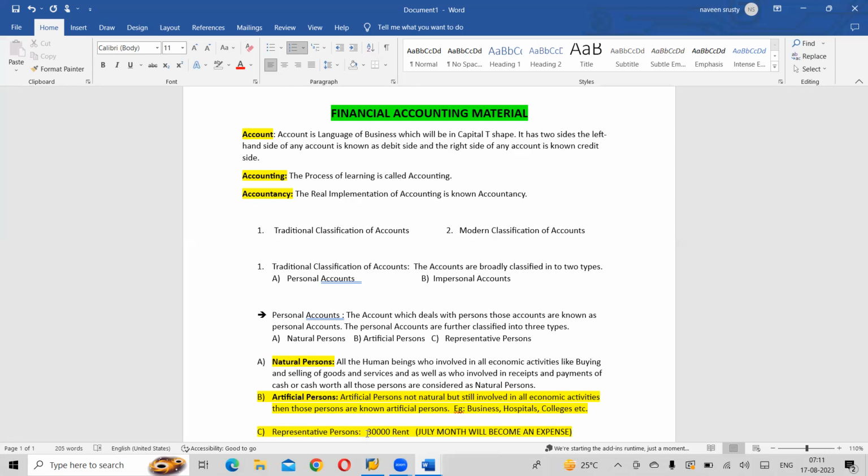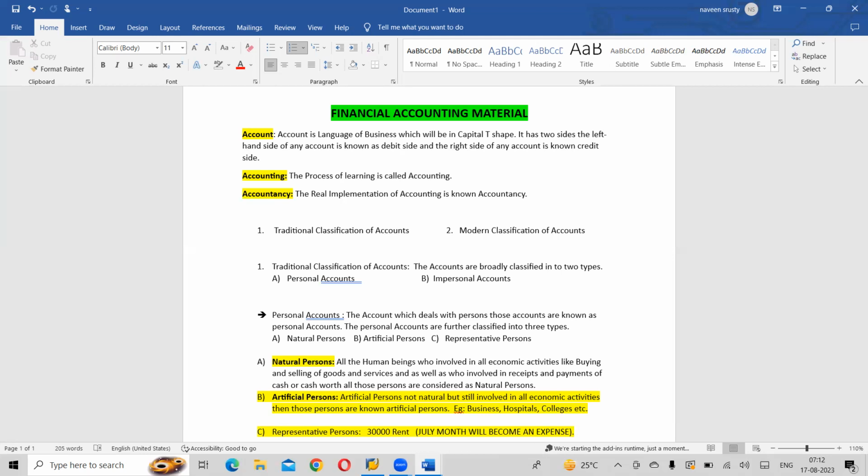What will it become now? Liability, exactly. It will become an outstanding rent. Outstanding rent in the sense of last month's rent or last year's rent, something which we are liable to pay. We have utilized the services but we have not paid in that particular year or month. Now we are in a different year or month. Now we are liable to pay. It's mandatory to pay them.